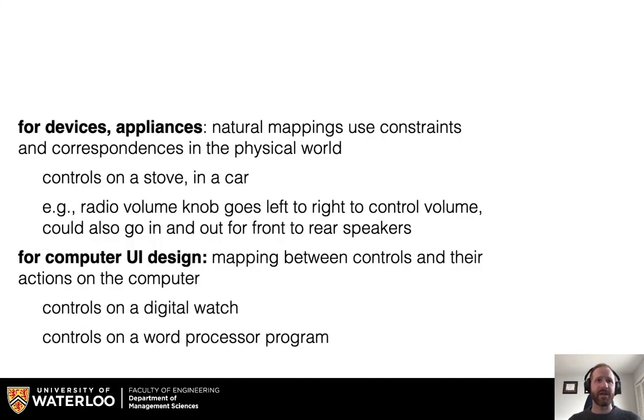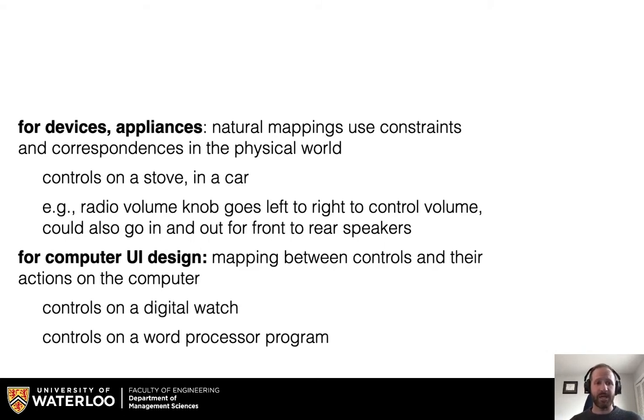For devices and appliances, natural mappings use constraints and correspondences in the physical world. For example, controls on a stove or in a car. The radio knob goes left to right to control volume. It could also go in and out to represent front and rear speakers. So if you want to fade forward and back, you could go back and forward, and then maybe if you pan, it could go left and right. And that would be a very natural mapping, I think.